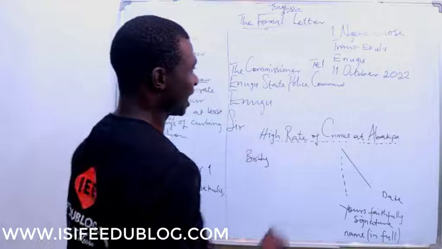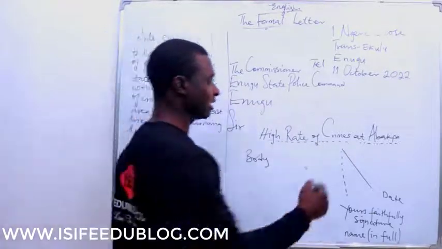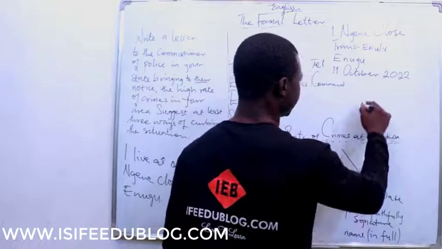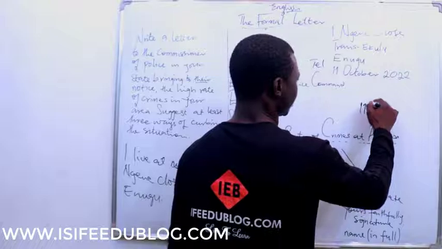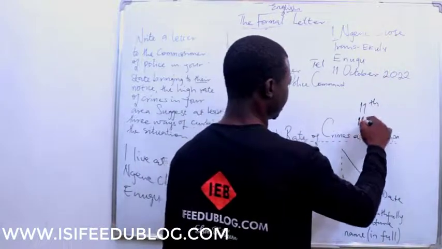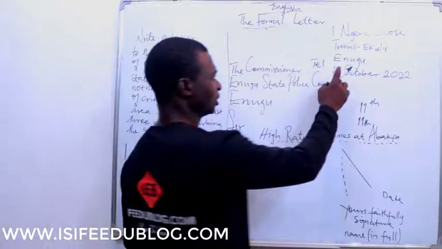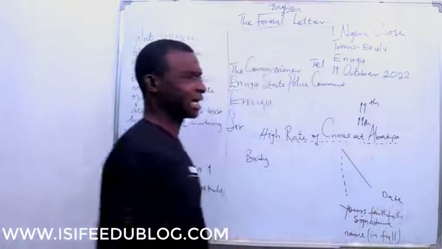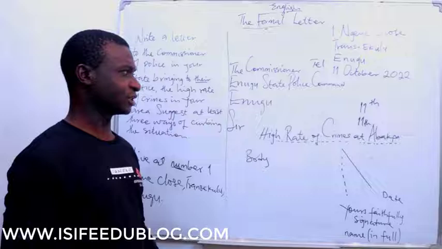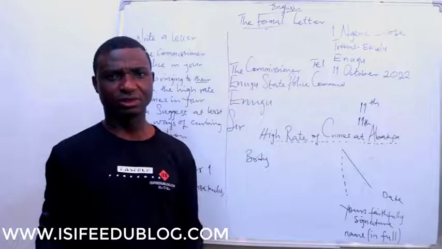Here again, I have 11 October 2022. I did not write 11th, not because I didn't know there is the existence of TH. Alright? 11th, whether the TH is up or down, is no longer necessary. The use of this TH is not necessary anymore because we see the whole of this as an adverb. Alright? So there is no need adding the TH or the ST or the RD in your date.